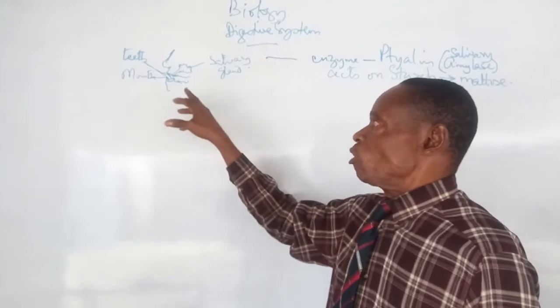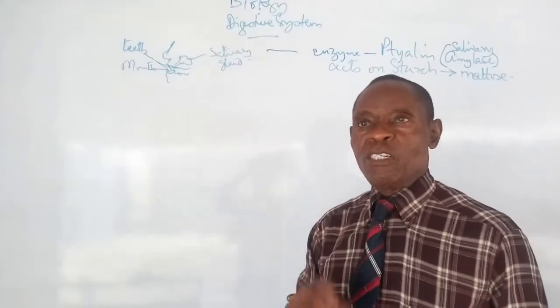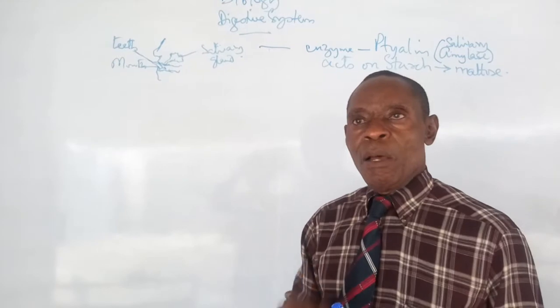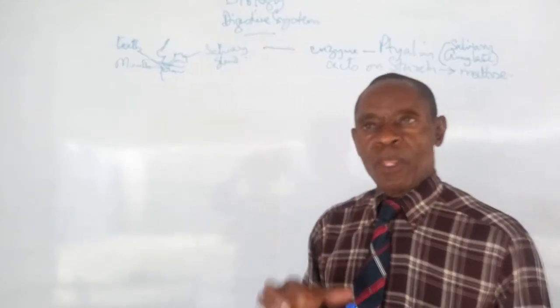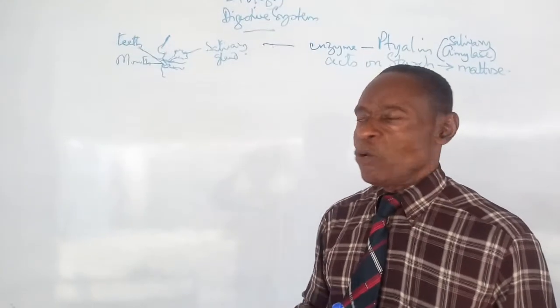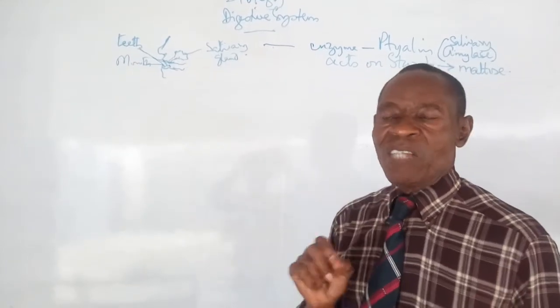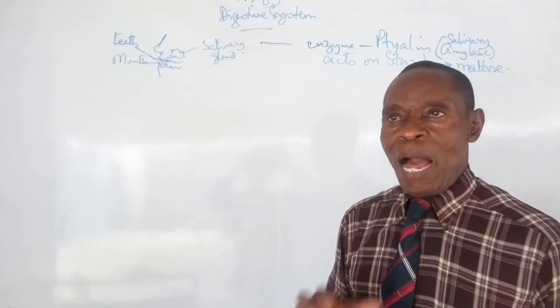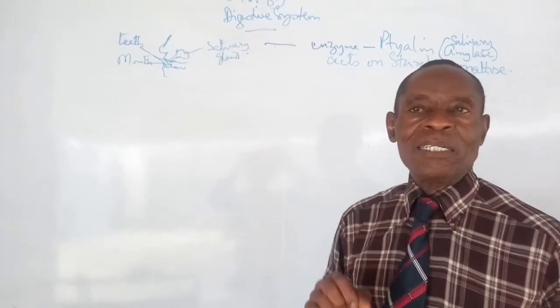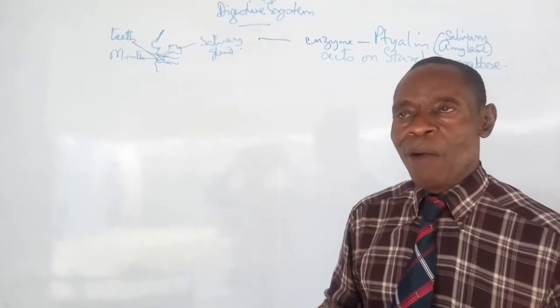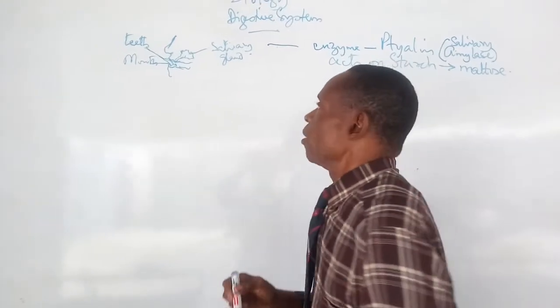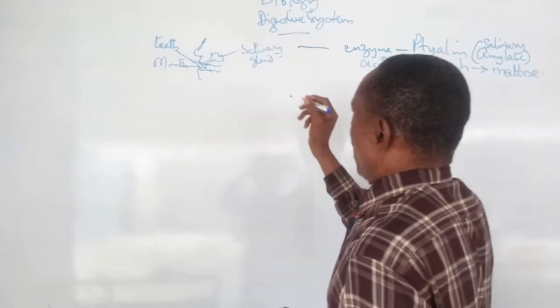There is no digestion of protein in the mouth because there is no enzyme in the mouth that acts on proteins, and also fats and oils. Saliva is slightly alkaline, and that is the medium in which ptyalin or salivary amylase can act.